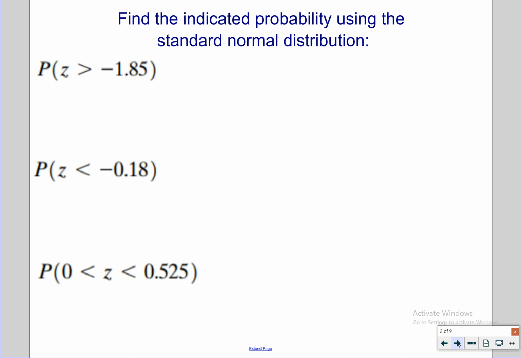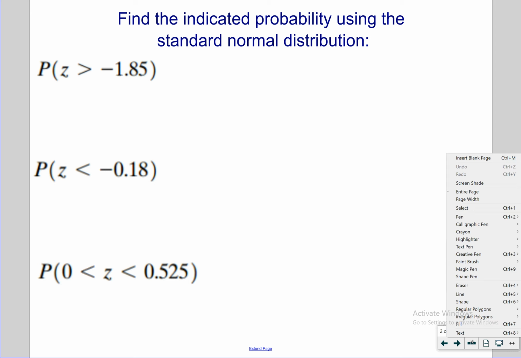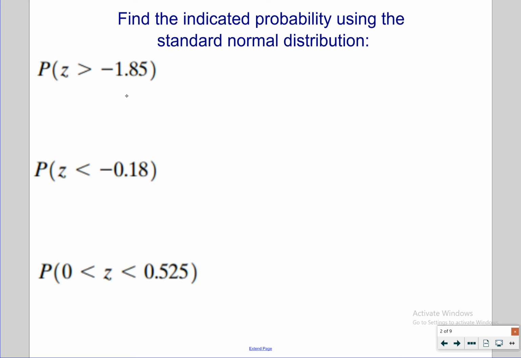Okay, so the first one, probability of a z-score being greater than negative 1.85. Here's how you would use your table to do this. You're going to find negative 1.85 on your paper. Okay, so negative 1.8 on the left. Make sure you're on the negative side, and then go across the top to 5. Negative 1.85 gives me 0.0322 is the number I get from my table.